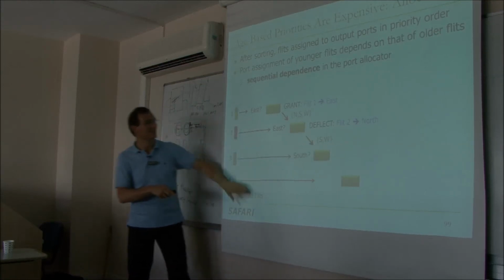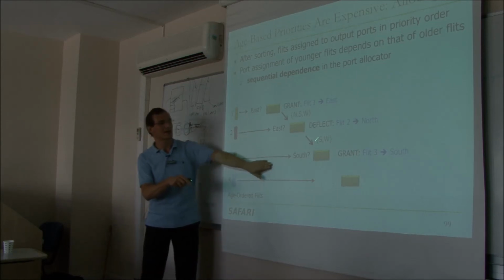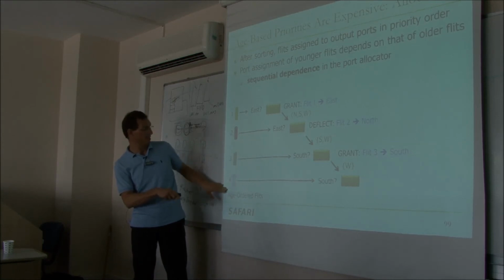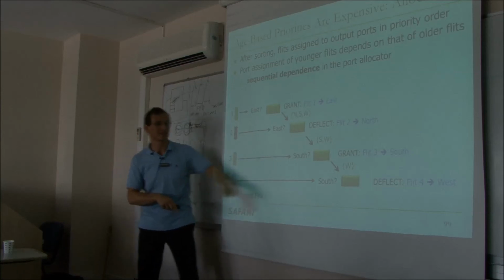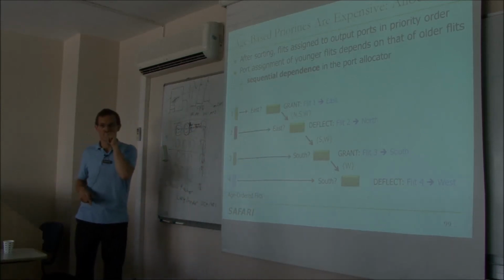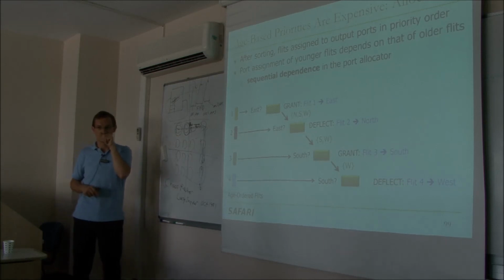This flit wants south, and south is not allocated, so it's granted. And only the west port is left, and this fourth port allocator sees that this flit wants south, so it's deflected. It has to go to west, right? Here you assume that the flit will still be transferred to the east while you are processing the fourth flit.